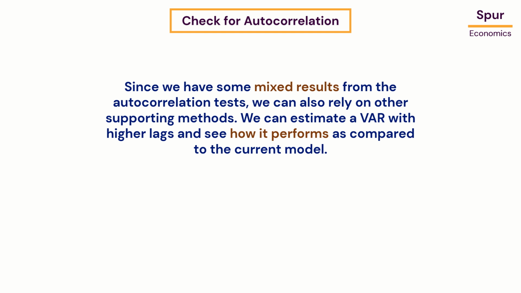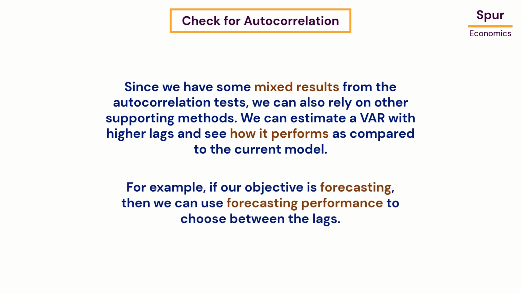Since we have some mixed results from the autocorrelation tests, we can also rely on other supporting methods. We can estimate a VAR with higher lags and see how it performs as compared to the current model. For example, if our objective is forecasting, then we can use forecasting performance to choose between the lags.